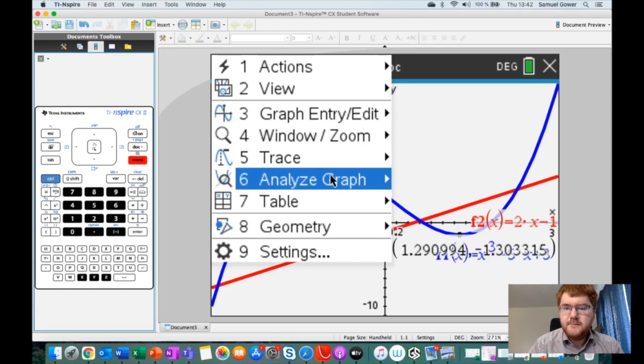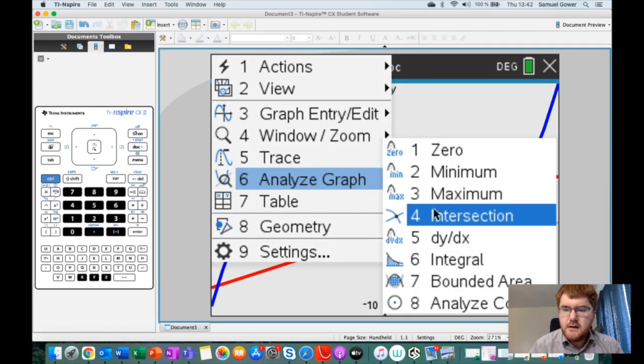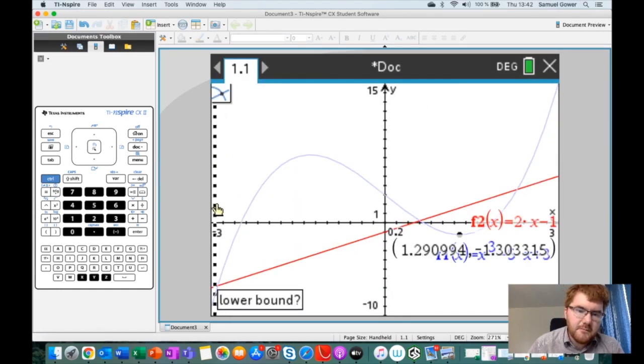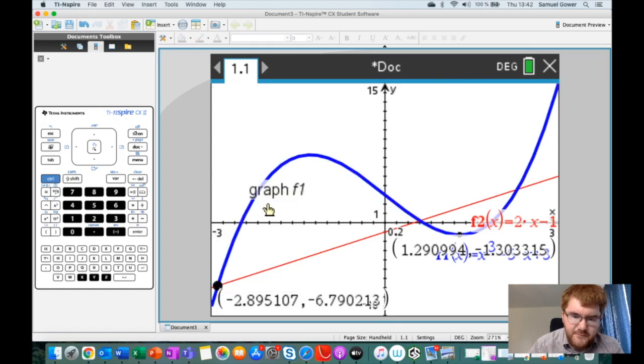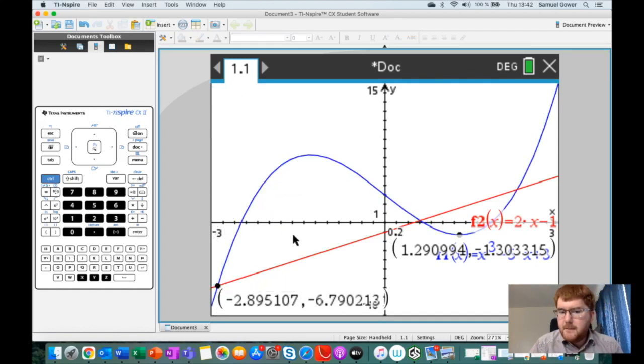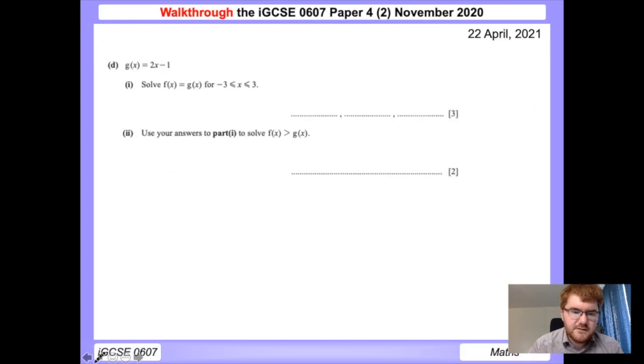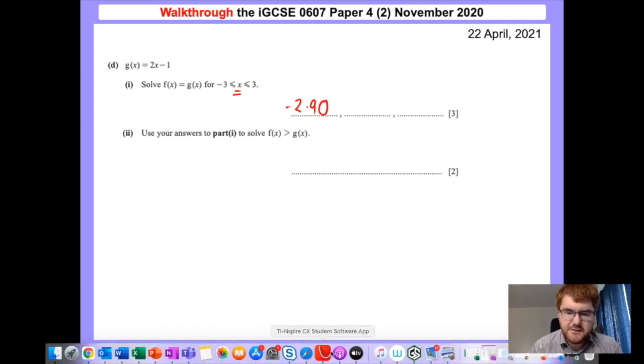So we go to Menu, Analyze Graph, and then Intersection, and we do it in the same way that we did it with minimum maximum. So we click before, we click after. You can just about see we scan this in, and we get minus 2.90. So we are going to type that in as our first part, minus 2.90. Notice we're looking to solve, so we only want the x values, okay? That's important to realize. Then we're going to do the same process for the other 2 points.